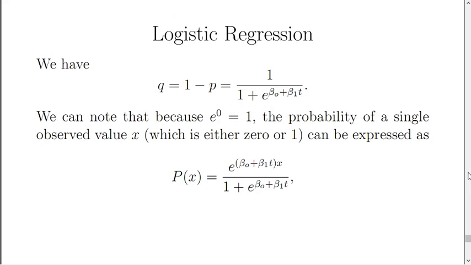We have that Q, being 1 minus P, is given by this expression. And we can note that because e to the 0 is 1, the probability of a single observed value, which is either 0 or 1, can be expressed in this way. In this case, when x is 0, the top becomes 1, and the probability becomes the probability of failure. When x is 1, the numerator becomes this exponent, which is just p, the probability of success.